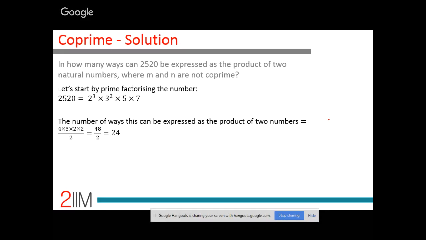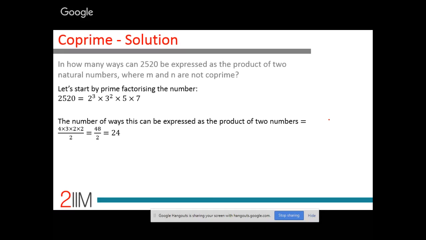It is saying we want to find how many ways it can be expressed as a product of two numbers where the numbers are not co-prime. The number of ways of expressing it as a product of two numbers, plug into the formula, number of factors by 2, 24, done. Number of ways where you can break it as a product of two co-prime numbers, how many ways are there?